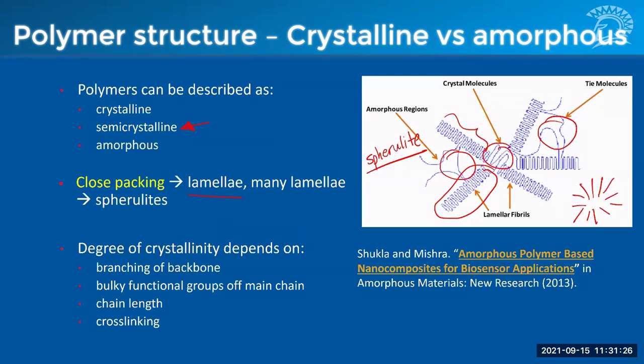So the degree of crystallinity, or the percent crystallinity, you can quantify by taking experimental measurements. It depends on how many branches you have off of the backbone of your polymer, or the bulky functional groups or pendant groups off of the backbone, the length of the chain or molecular weight related to chain length, and the degree of cross-linking you have in your polymer.